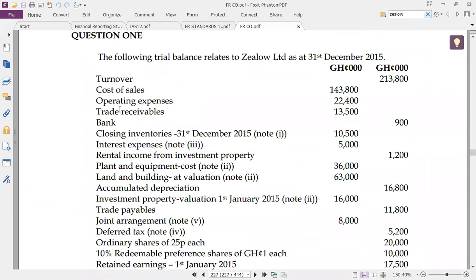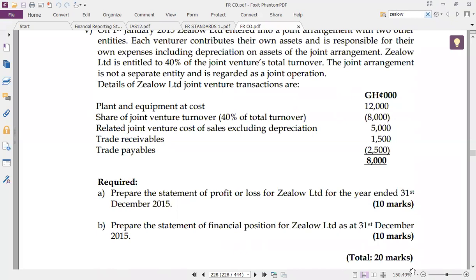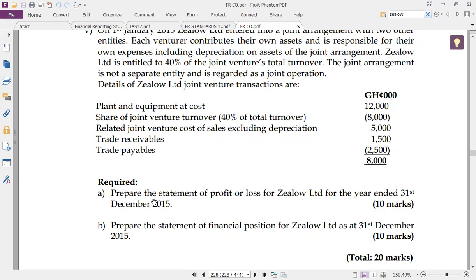In this trial balance, I can see tax, deferred tax, 5,200 here. Agreed, 5,200. So that's the open balance of the deferred tax. Let's go down. If you check the notes 4 here, the directors have estimated that the provision for income tax for the year ended 31st December 2015 at 8 million. Let's confirm the year in question. The year in question is 31st December 2015.